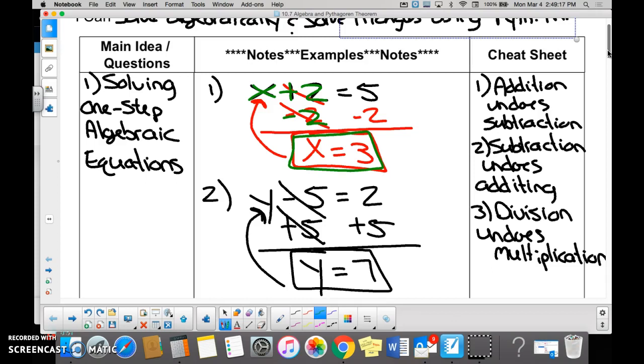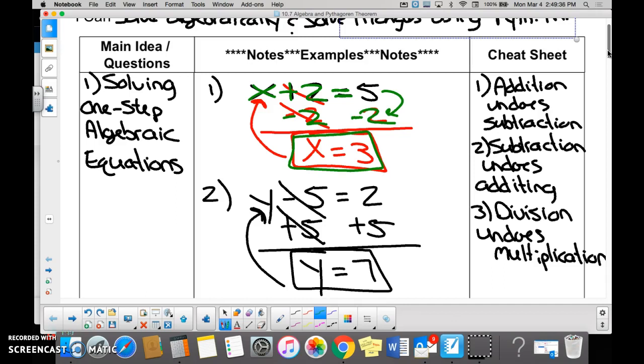You do the opposite, right? So what's the opposite of adding? Subtracting. But since there's an equal sign here, we have to be equal to both sides of the equation, right? So if you subtract 2 on the left side, you must also subtract 2 on the right side. So what is 5 minus 2? 3. That's how we solve that, right?